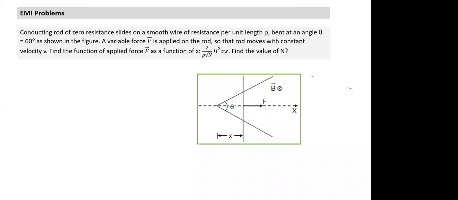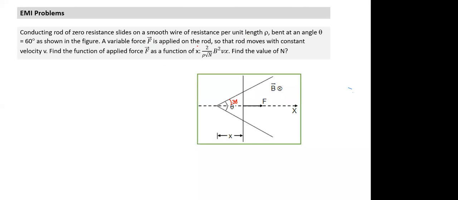And the last one, it was something like this, a conducting rod. So this rod is sliding. And what we need to understand here, when this rod slides, let's read the question. On the smooth rails, resistance per length is given, bent at angle theta, 60 degree. This angle is 60 degree or this angle is 30 degree. Okay, this is what is given.